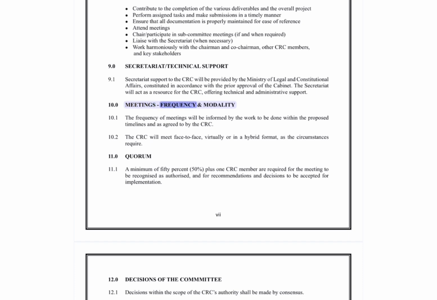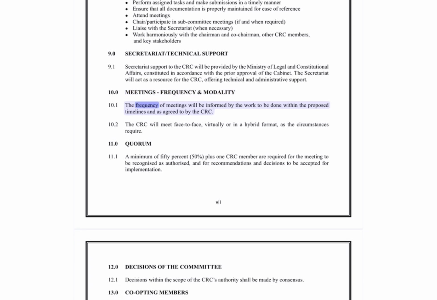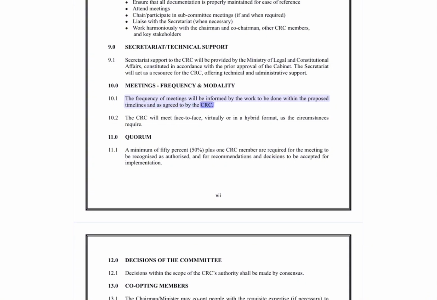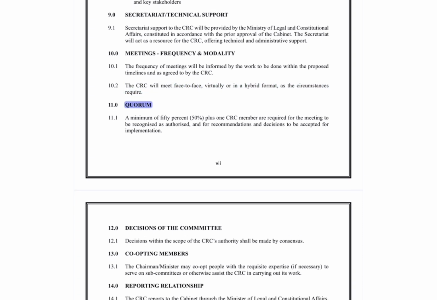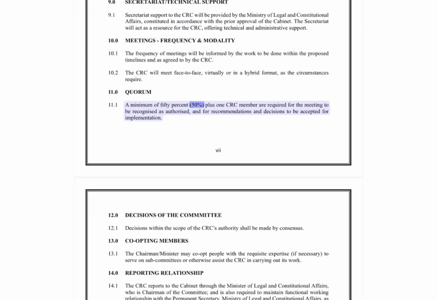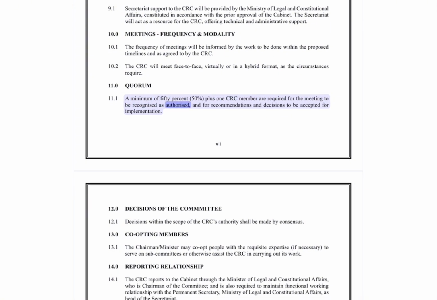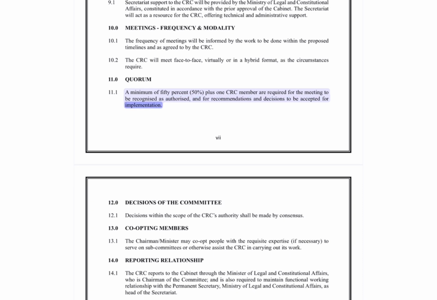Meetings. Frequency and modality. The frequency of meetings will be informed by the work to be done within the proposed timelines and as agreed to by the CRC. The CRC will meet face-to-face, virtually or in a hybrid format as the circumstances require. Quorum. A minimum of 50% plus one CRC member are required for the meeting to be recognized as authorized, and for recommendations and decisions to be accepted for implementation.